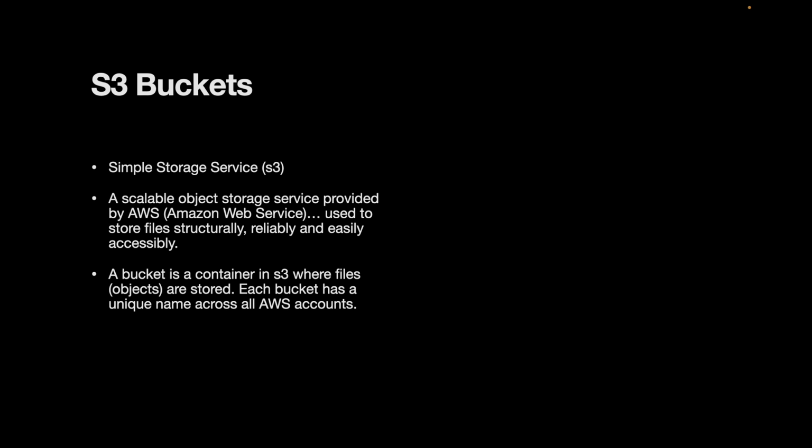So in order to store your files on Amazon Web Services, you can use the platform S3 buckets. And imagine buckets as folders. Imagine the bucket being a folder and files within the bucket being called objects. So a bucket is a container in S3 where files, meaning objects, are stored. Each bucket has a unique name across all AWS accounts.